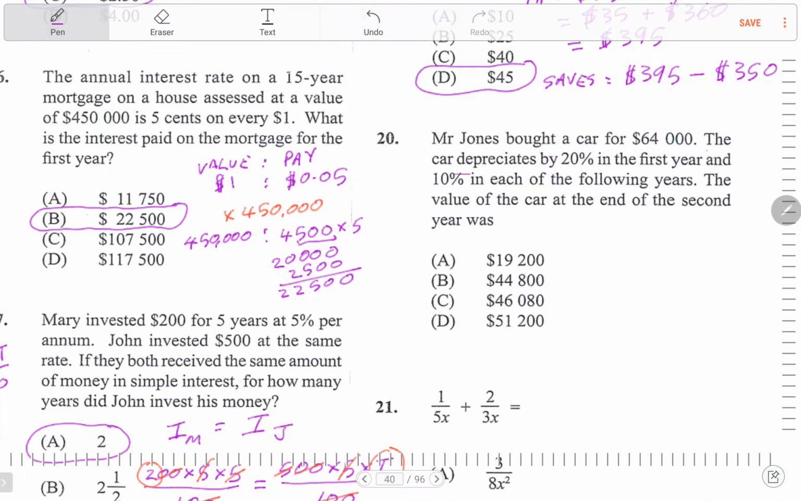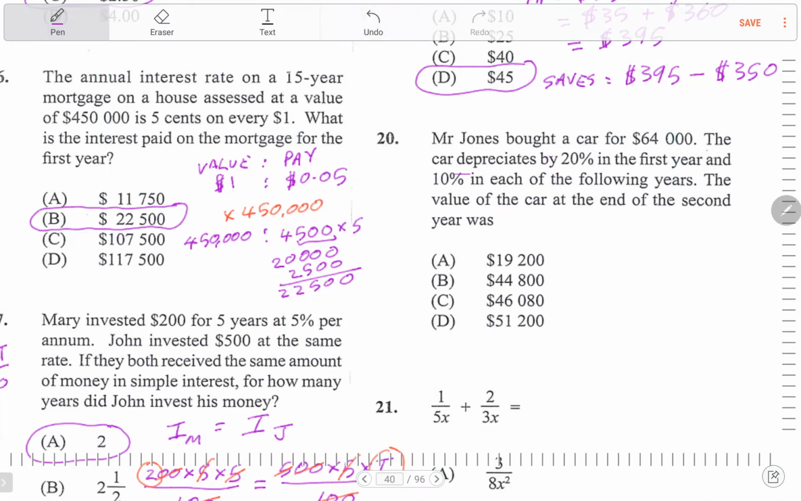They would work out depreciation in the first year, right? So the first year value, the 20%, minus 20 over 100, we're working out the depreciation. So it will be 20 over 100 times 64,000.